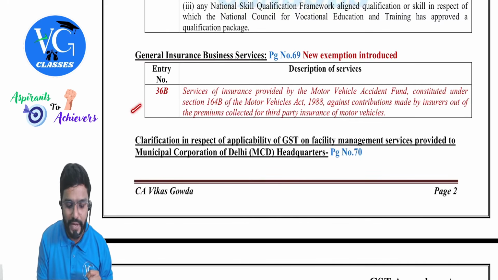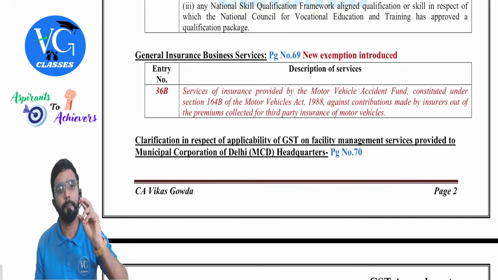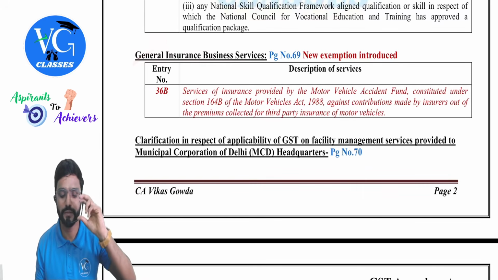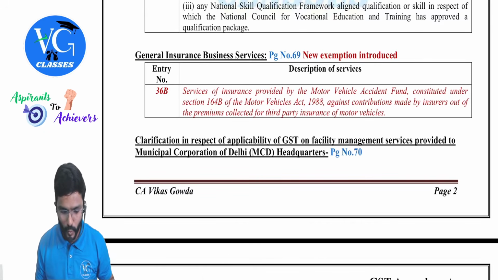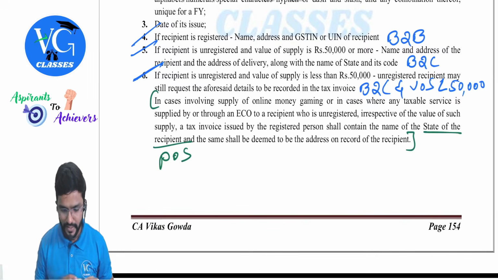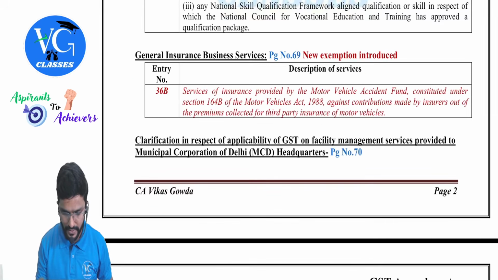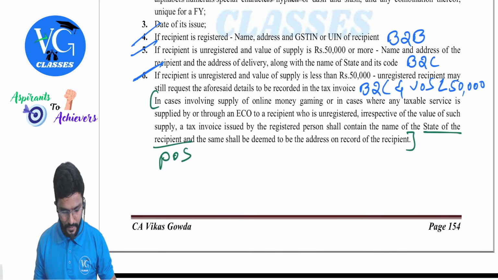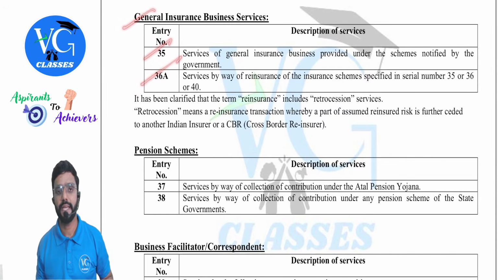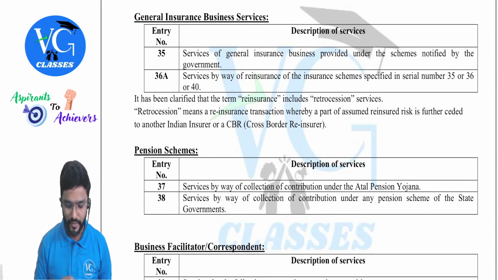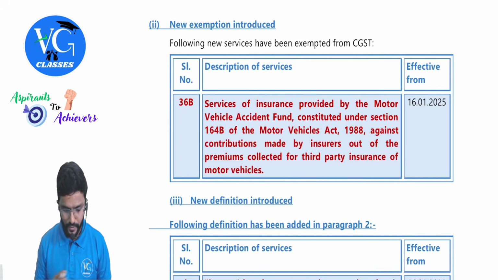If you want to make a note of this in our provision book, better go and do it under general insurance business services so that it would be easy for you to study. If you want, I will just show it. Page number 69, right? You can see 35 and 36A are already there. Now one more new addition. We'll proceed further.